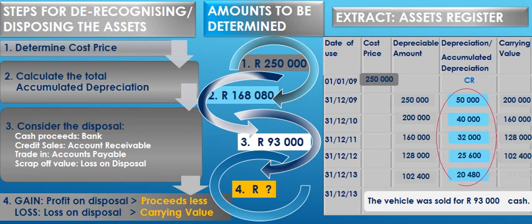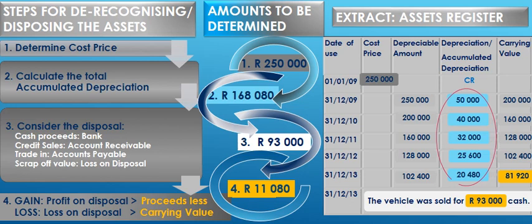The last step will be to consider whether the business is realizing a gain or a loss with a disposal. This will be determined by deducting the carrying value from the proceeds of the disposal. In this example, the asset was sold for 93,000 and the carrying value on the asset register was calculated as an amount of 81,920.